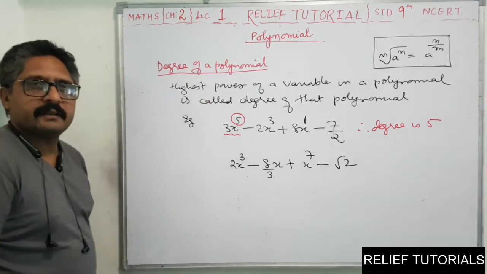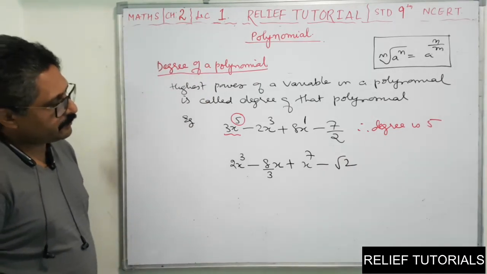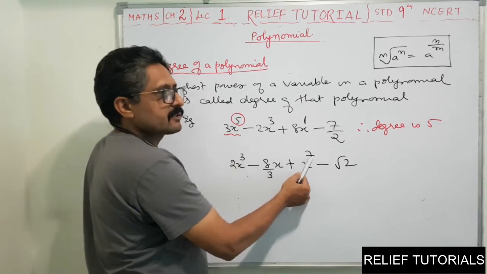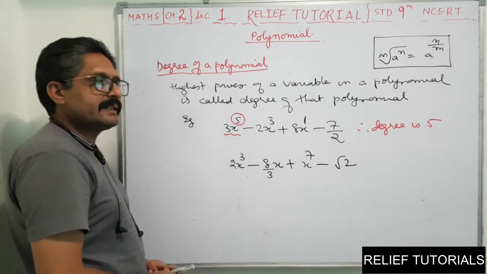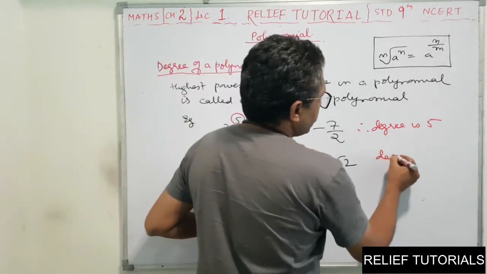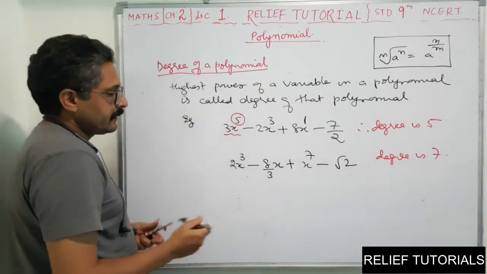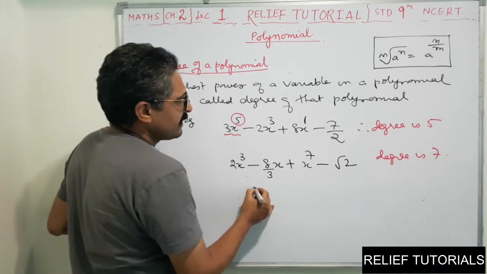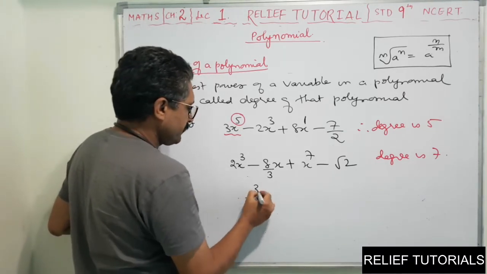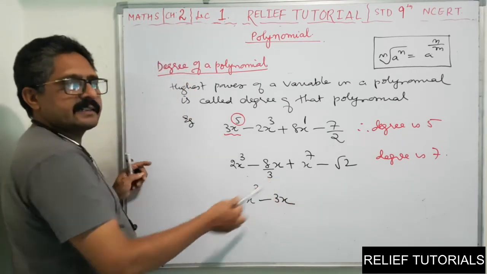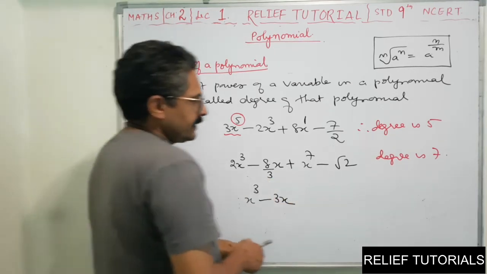See, this is the polynomial. Can you tell me which is the degree of this polynomial? So you have to see the power. Your power is 3, your power is 1, your power is 7. So highest power is 7. So you can say degree is 7. Okay, now if I say, here highest power is 3, so degree is 3.